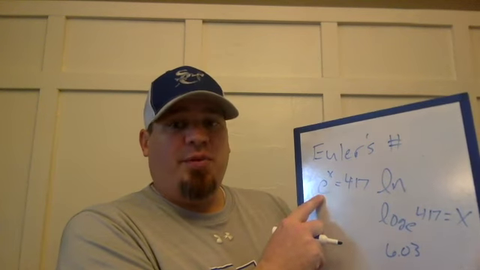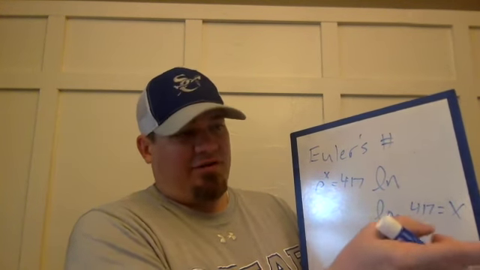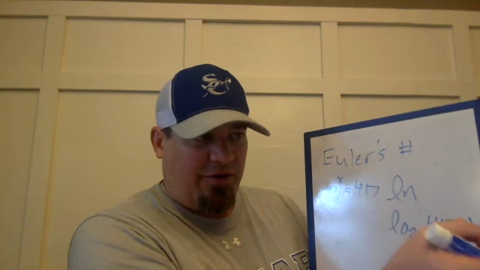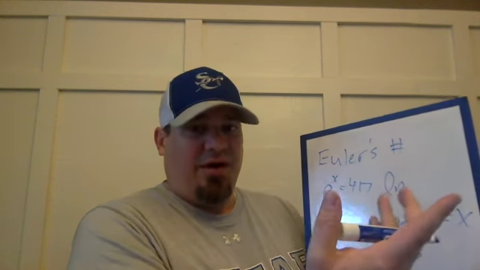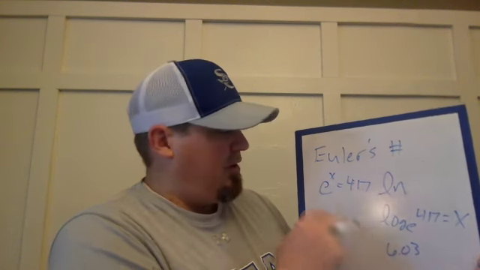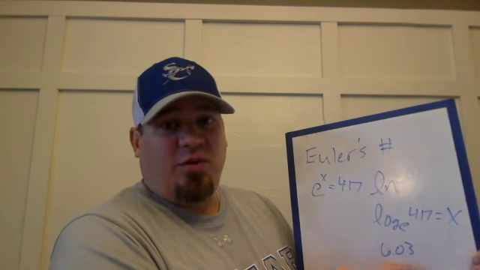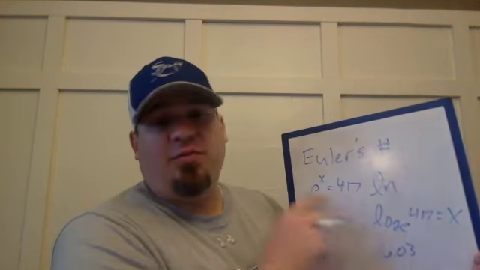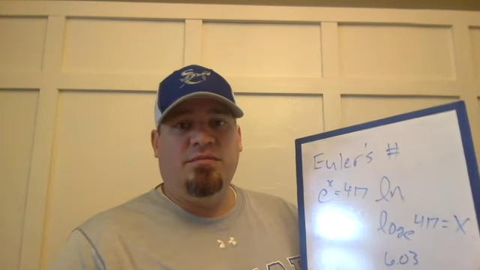So Euler's number raised to, it's actually 6.033086222. Okay, but I can round that. So Euler's number raised to the 6.03 power gives me 417. Okay, so that is how we use that.